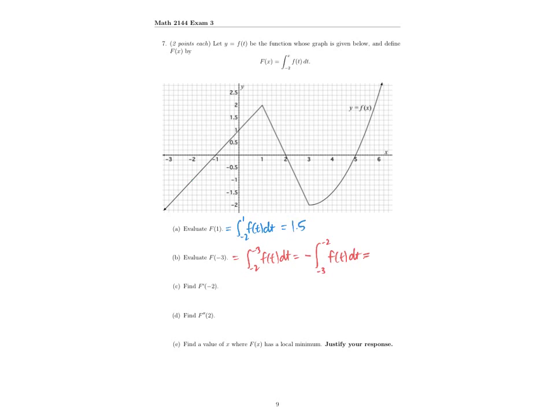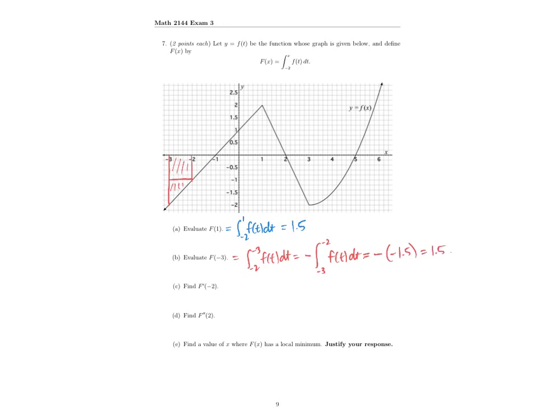So if I go from -3 to -2, that's this area here, and I can see that that again is a square of area 1 plus a triangle of area 1/2. And they're both negative, so I'll have the negative of -1.5, which will be positive 1.5.